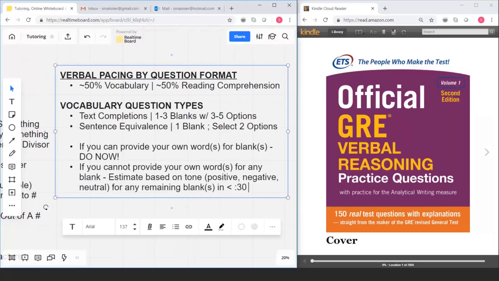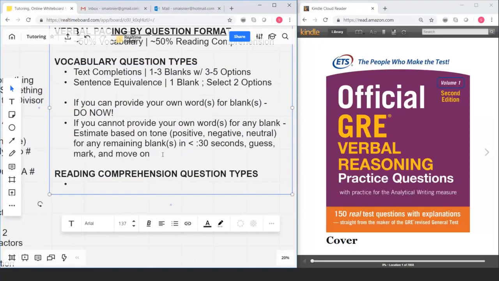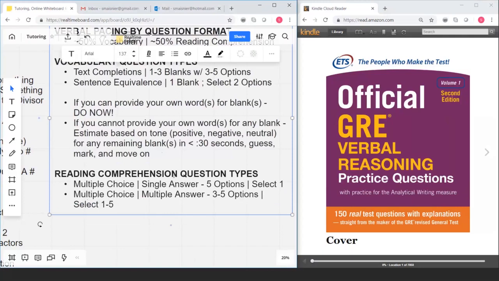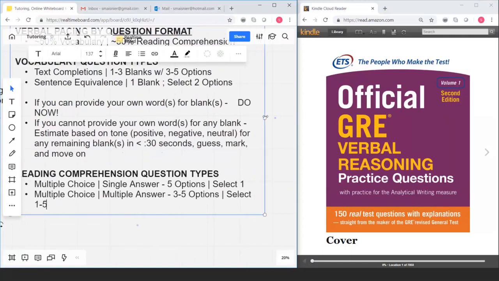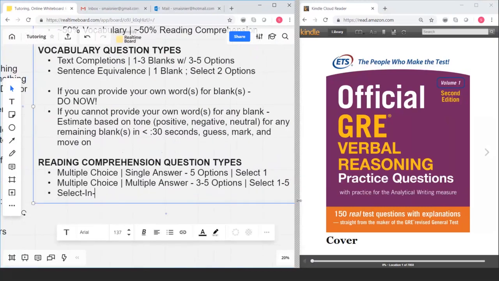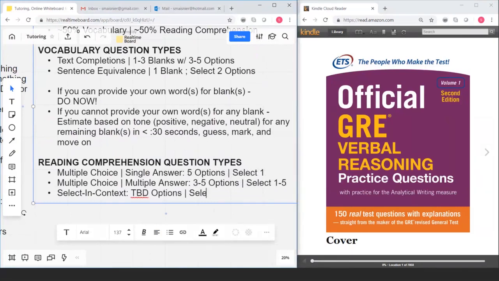So we talked about the vocabulary question types. When it comes to the reading comprehension, however, you basically have 3 different question types that mirror to a degree what happens on the quantitative side of things. So you have multiple choice, single answer, and for these you're going to have 5 options, and of course you select one. You have multiple choice, multiple answer. You'll have anywhere between 3 to 5 options, and you will make 1 to 5 selections. And then you have what are known as select in context. So you're just going to select one excerpt, whether it's a word, a phrase, a sentence. It's dictated by the problem.